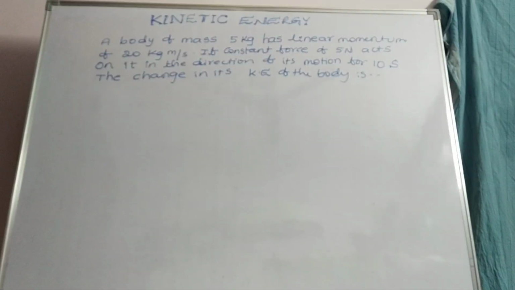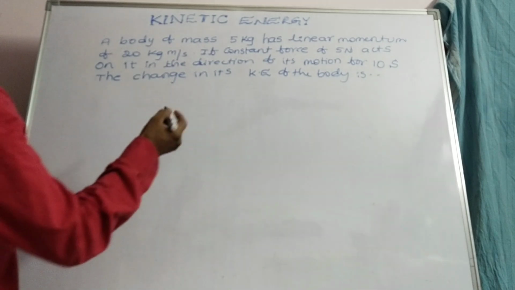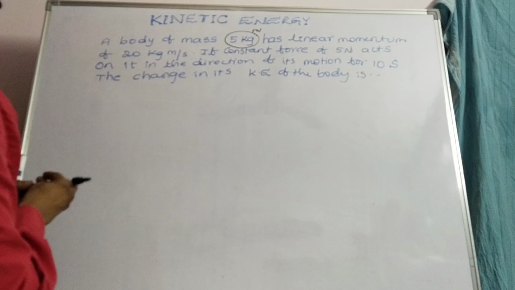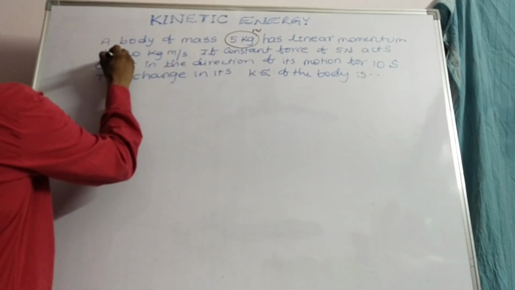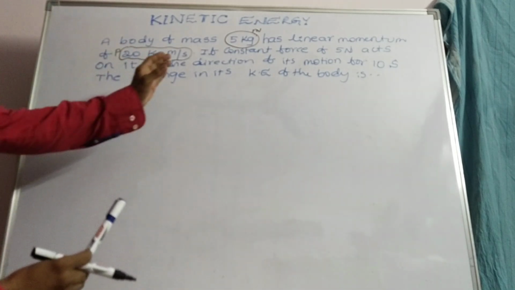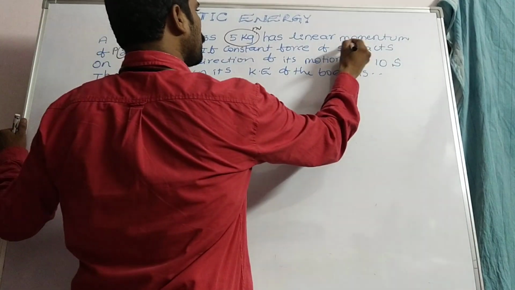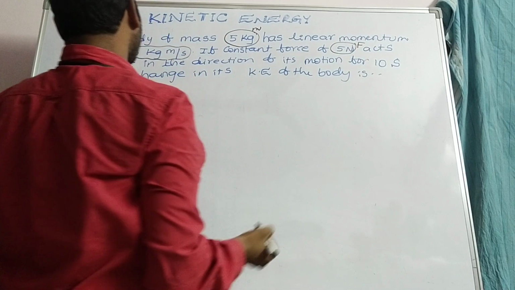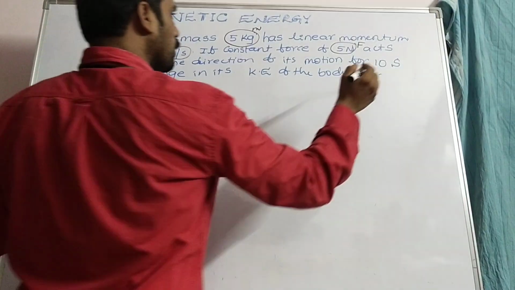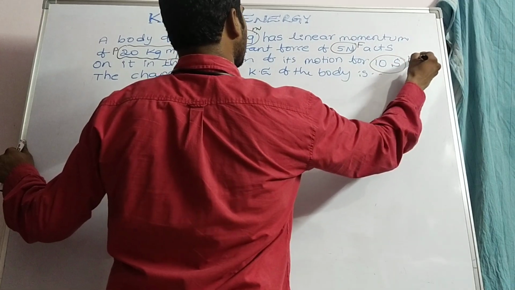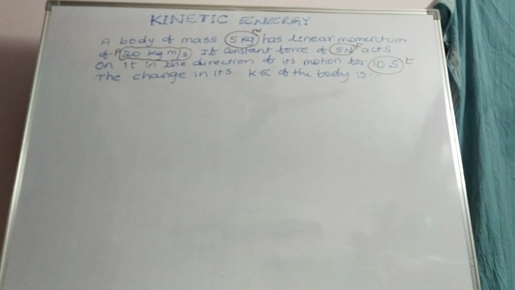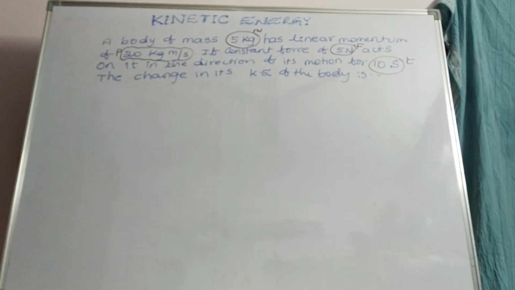A body of mass 5 kg has a linear momentum of 20 kg meter per second. If a constant force of 5 Newton acts on it in the direction of its motion for 10 seconds, what is the change in its kinetic energy of the body?